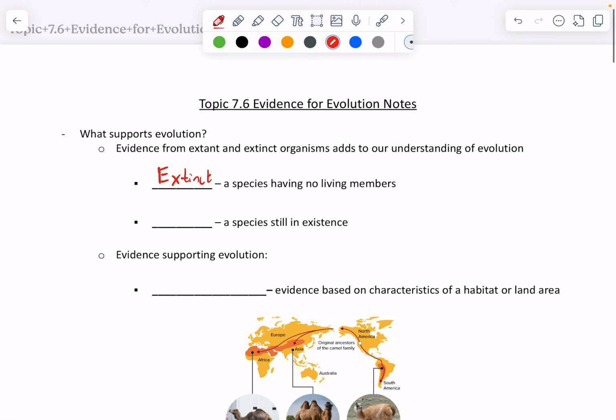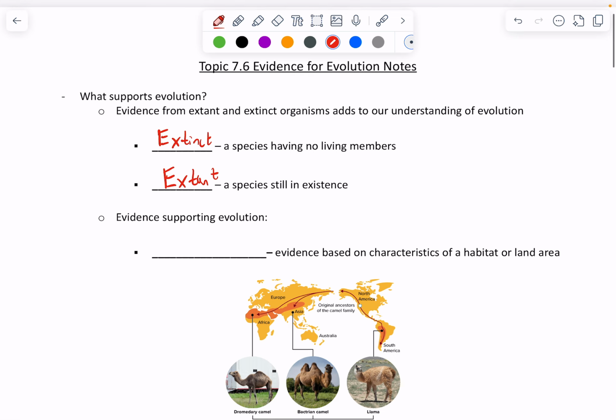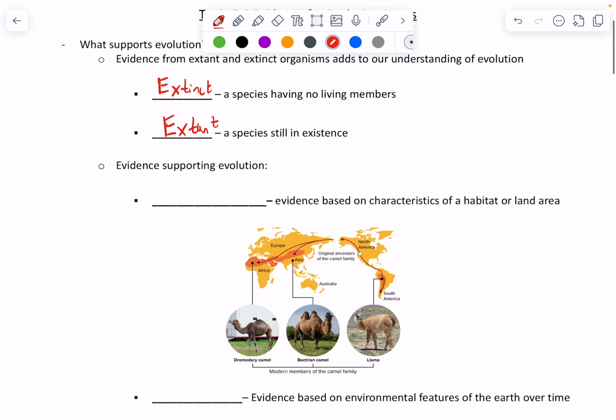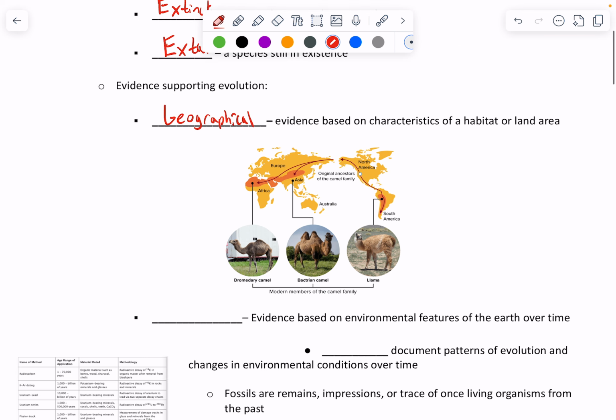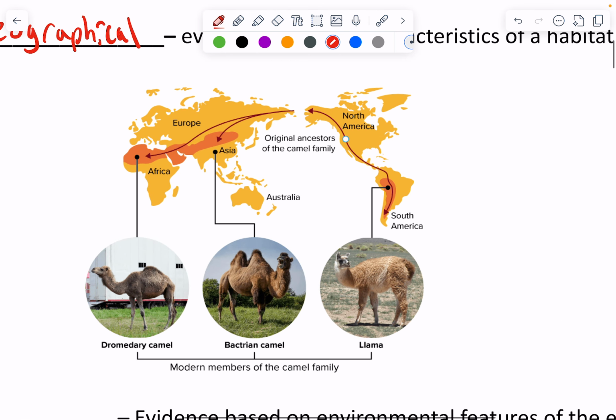And then we also have extant species, which is just referring to species that are still in existence. And so we're going to be talking about how both of those can lead into our understanding of changing over time. So the first thing we're going to take a look at is geographical location of living things, and also extinct things like fossils.